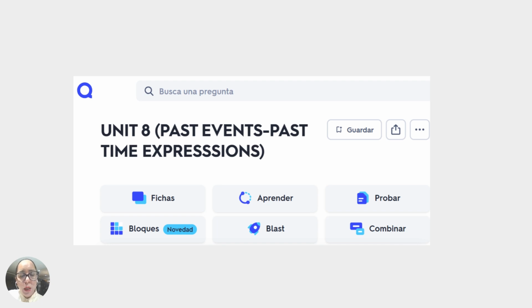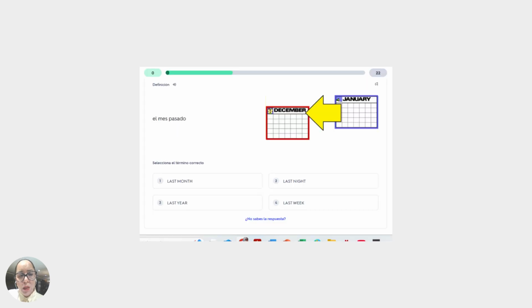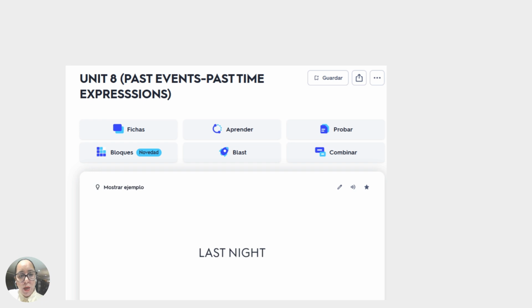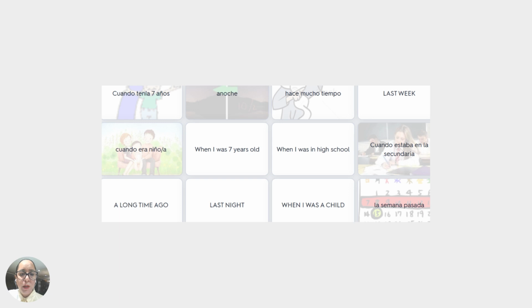To practice vocabulary, you will go to Quizlet platform. You will find the unit here and some activities to complete. Sometimes you will see the names of the activities in Spanish and sometimes in English. For example, for the word fichas, you will see flashcards for aprender learning and exercises, etc. You click on these activities and you must study your vocabulary. For example, here you will see the words of the past time expressions or adverbs of time. For example, last night, and you will see some flashcards, and also you will find some games.